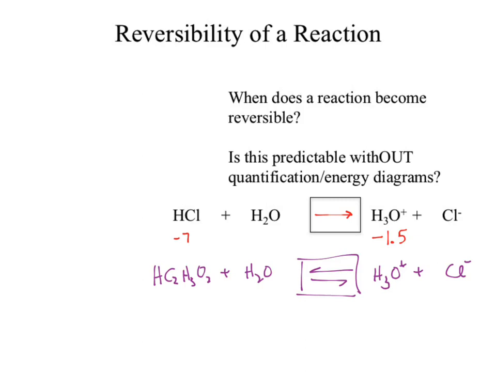How much less acidic? This gets back to Morgan's point. Well, it's only a 5.5 difference, right? But it's a logarithmic scale. It's a 10 to the 5.5 difference. That's a substantial difference. H3O plus is much more stable. The reaction only favors the products.